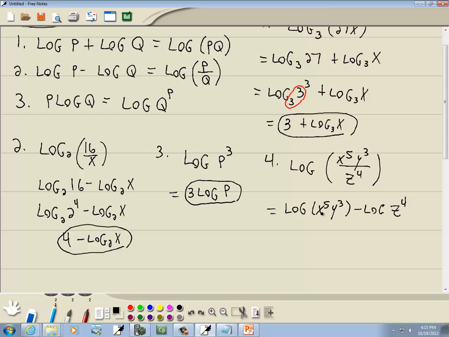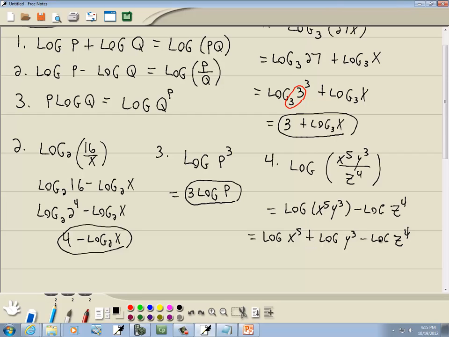Now look at my first parentheses here. The main thing happening in this is multiplication. X to the fifth times y to the third. So from our first property, multiplication becomes addition. So we've got log x to the fifth plus log y to the third minus log z to the fourth. Going back to this, I said multiplication is the main thing that's happening. The fifth power isn't, because not everything's being raised to the fifth power. So again, the main thing is trying to figure out what's the main thing that's happening.